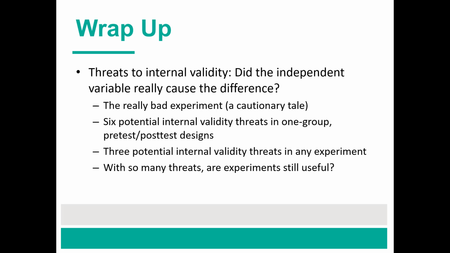So let's wrap up this week's topics. Remember, this chapter is broken down into two main sections. First, the 12 threats to internal validity. Three we covered last week, six that are specific to single group pretest-posttest designs, and three that can apply to all research study designs.